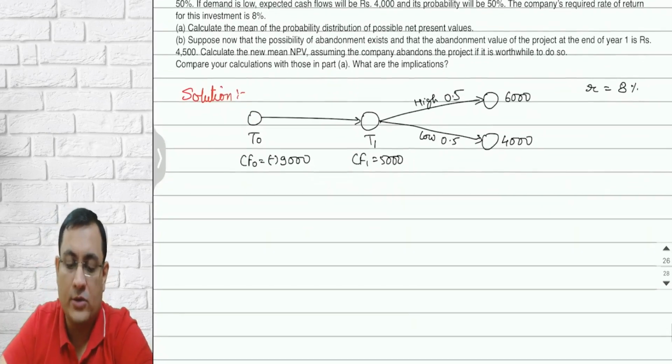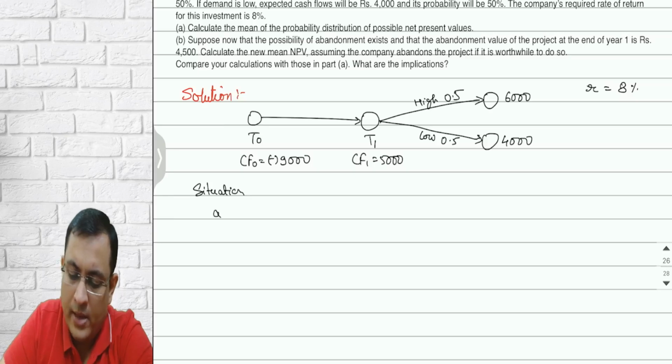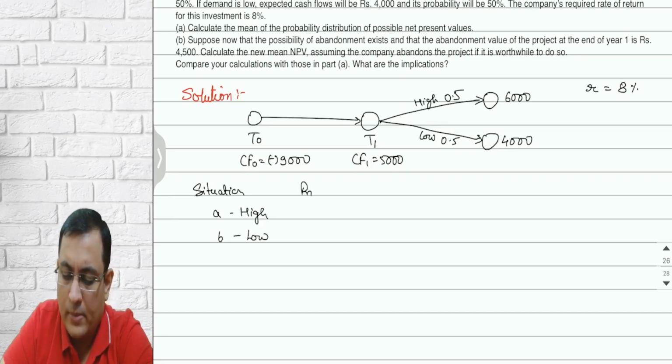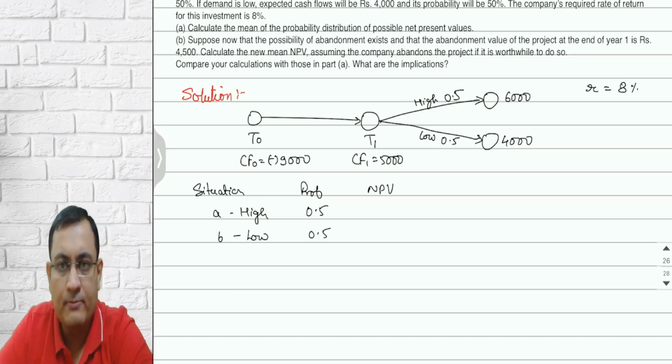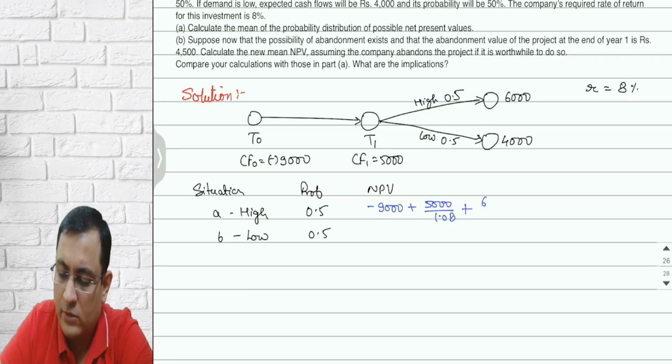So let's first calculate part A, where there is no option here. Situation A and situation B, high demand and low demand. Probability is 0.5 and 0.5. What will be the NPV? In the first case, NPV will be negative 9,000 plus 5,000 over 1.08 plus 6,000 over 1.08 squared.